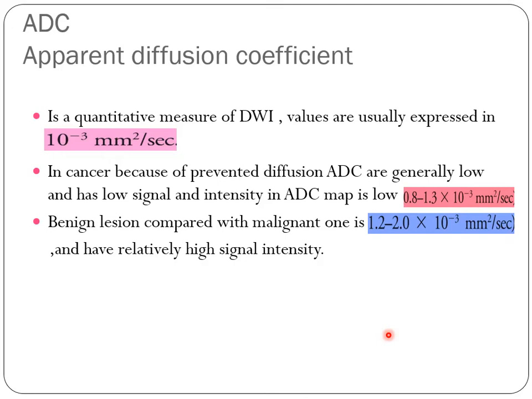In cancer, because of restricted diffusion, ADC is generally low, with low signal intensity on the ADC map, about 0.8 to 1.3 multiplied by 10 to the minus 3 millimeters squared per second. A benign lesion, compared with a malignant one, has a higher ADC value, 1.2 to 2 multiplied by 10 to the minus 3 millimeters squared per second, and relatively high signal intensity.